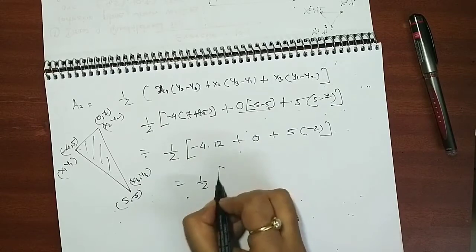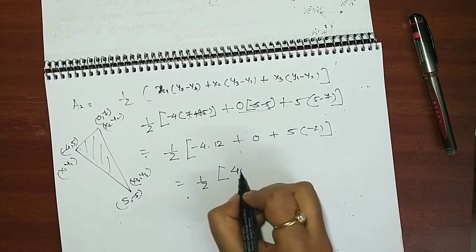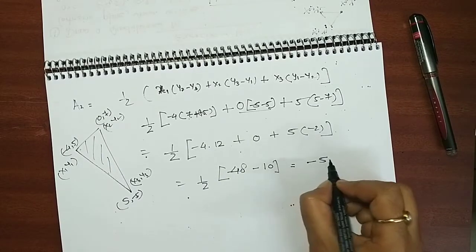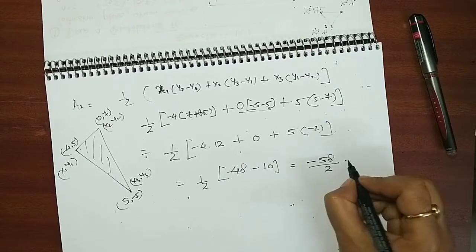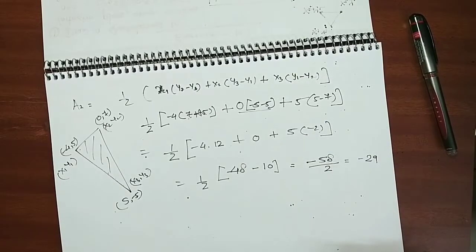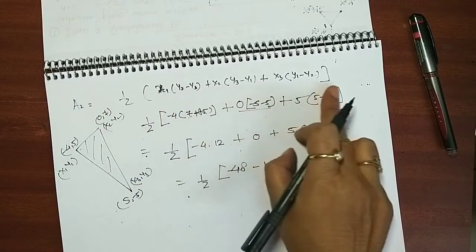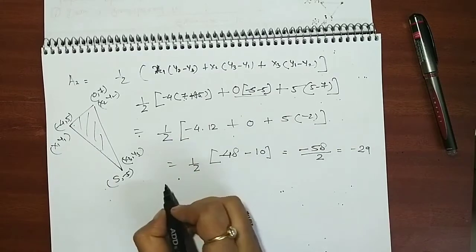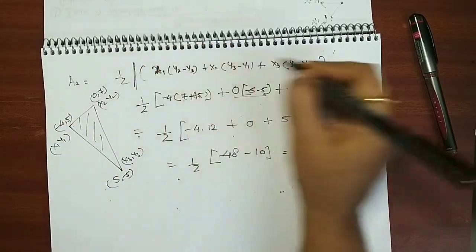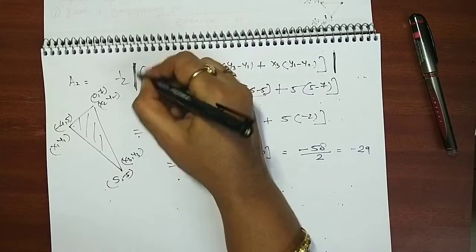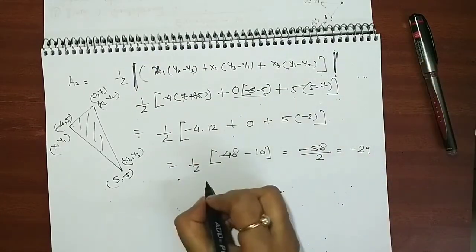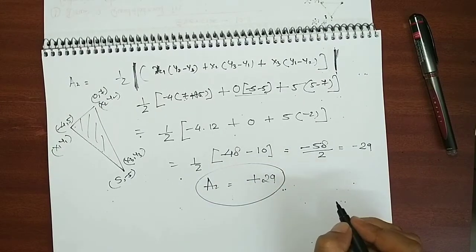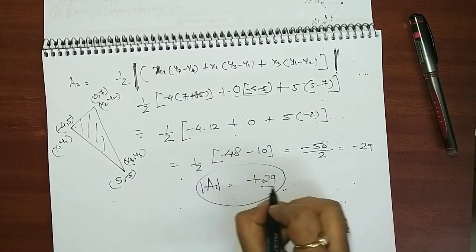Now it will become 1 by 2 into minus 48 minus 10. So I am getting, guys, minus 58 by 2. You will think my area is minus 29. Always remember, if in this formula you get a minus value, your area is actually positive, because in this formula we take the mod, since area cannot be negative. So A2 is actually plus 29. Understood? We take the mod of it and it becomes plus.